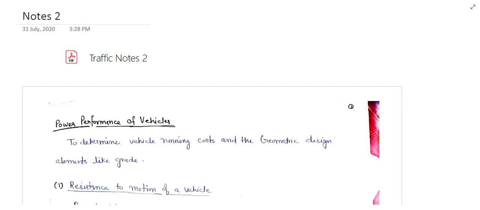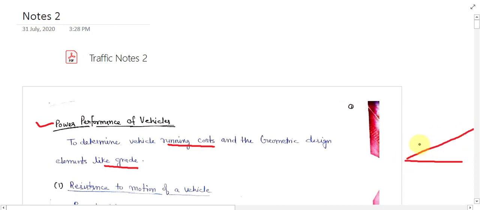In this video lecture, we are discussing our handwritten notes on traffic. In these notes, we are going to discuss the power performance of vehicles. This topic is important to determine vehicle running cost and geometric design elements like grades. It means if you are able to understand how much power you need to move your vehicle on any gradient.